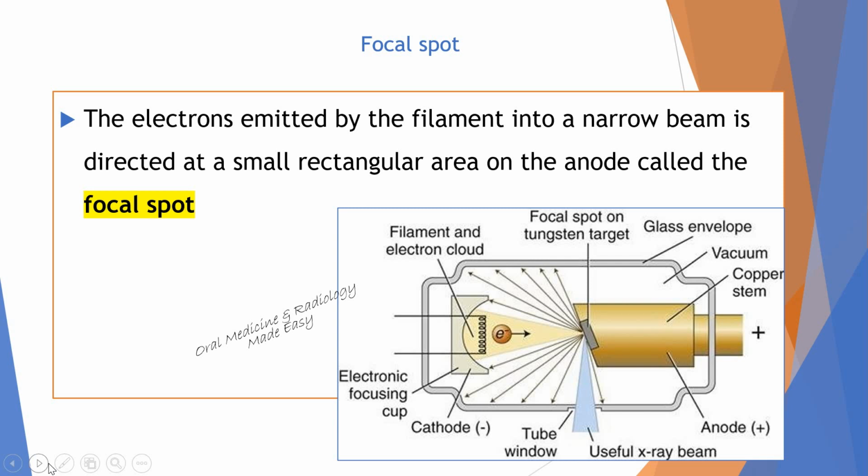What is focal spot? The electrons emitted by the filament into a narrow beam directed at a small rectangular area on the anode is called focal spot. X-ray tube consists of cathode and anode. The area where the electron from the cathode strikes the anode is called as focal spot.